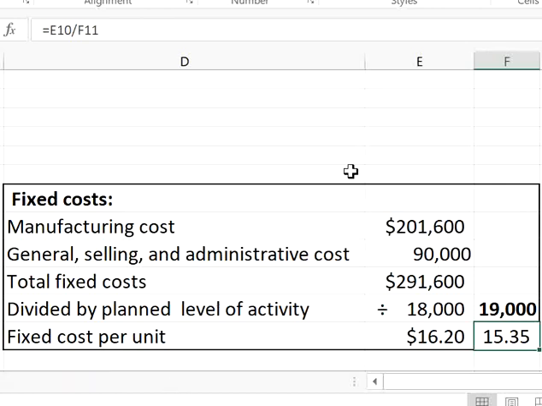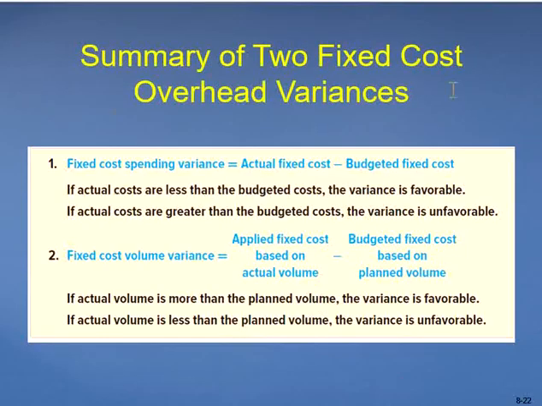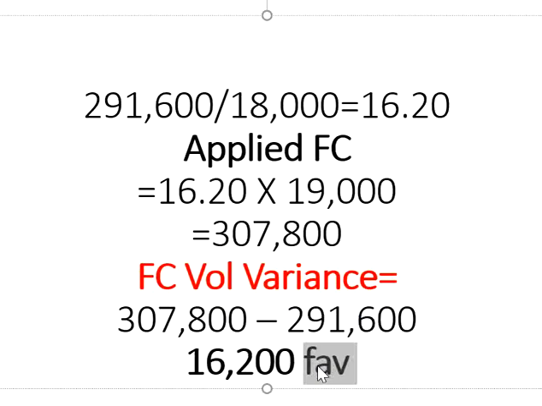Now I'll go back, sorry, yes. This is the summary of those two fixed cost overhead variances which we just discussed. Just look at this summary of the same thing we have discussed, why it is favorable or unfavorable. And sorry, this one should have been favorable based on 19,000. So this is a correct statement: the fixed cost volume variance is favorable.